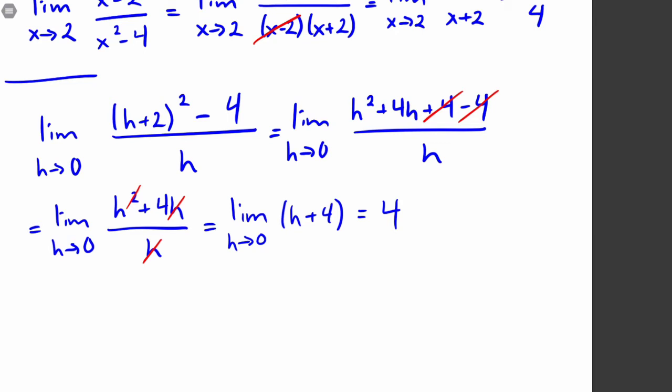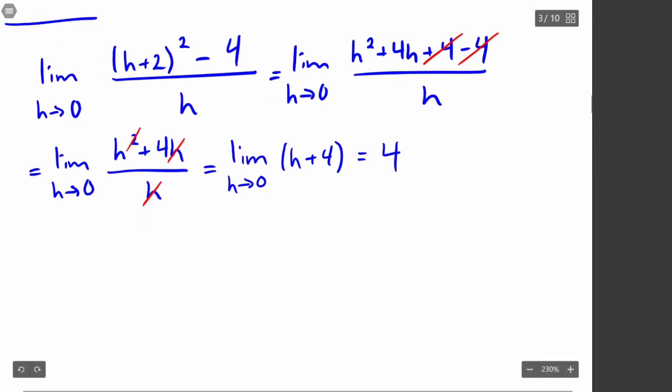Now, if it's something like 5 over 0 or any other number over 0, then the limit's probably undefined, right? Think of something like the limit as x goes to 1 of 1 over x minus 1. And when it's undefined, you usually have some kind of vertical asymptote, or somewhere where the function can't be drawn.